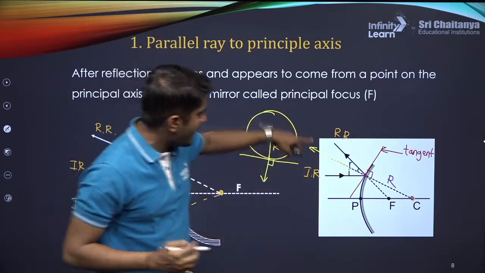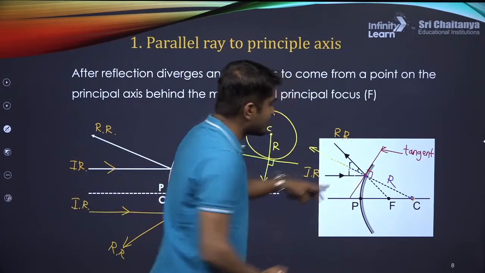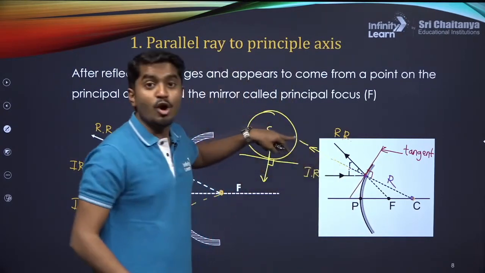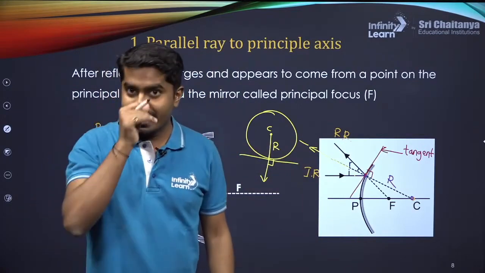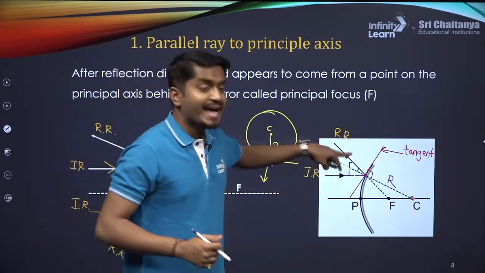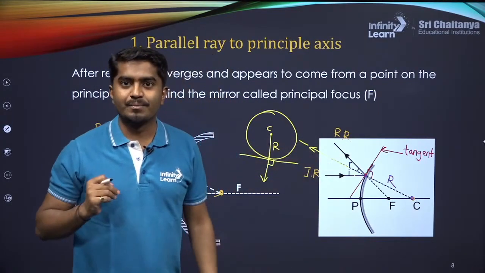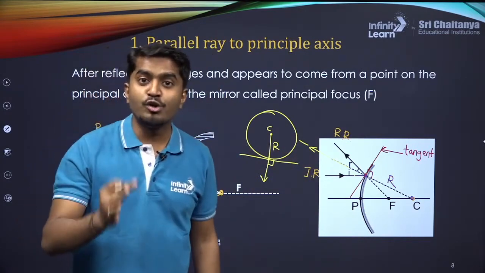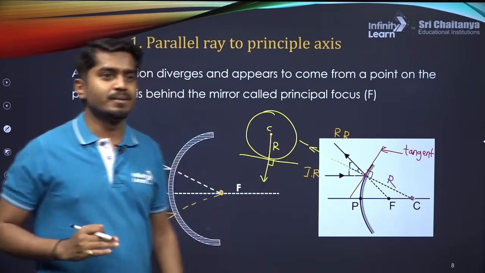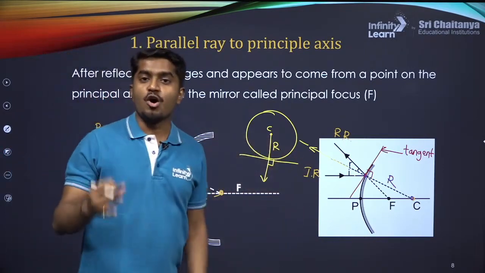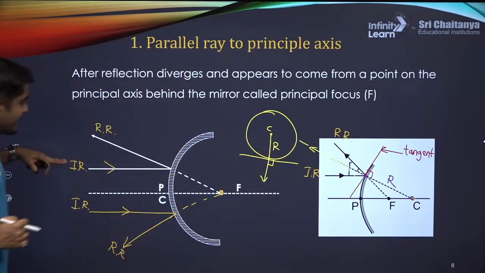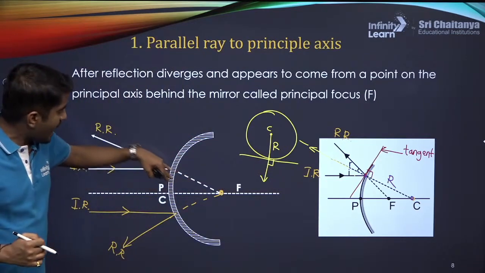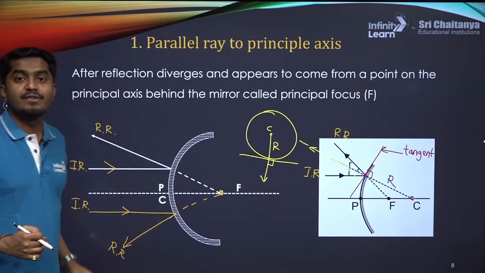In that, this one is the angle of incidence. This is the normal. There is the angle of reflection. So even in this case, the angle of incidence and angle of reflection are equal. Clear? So it follows our laws of reflection. That is how you should draw all the diagrams. This is the first one: incident ray parallel to the principal axis. After reflection, they all diverge.